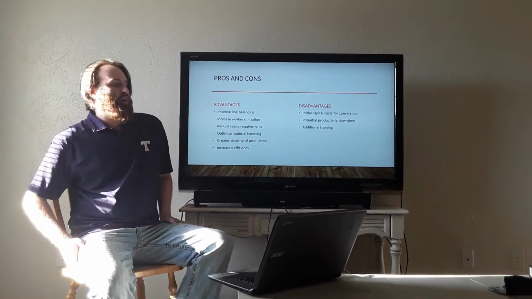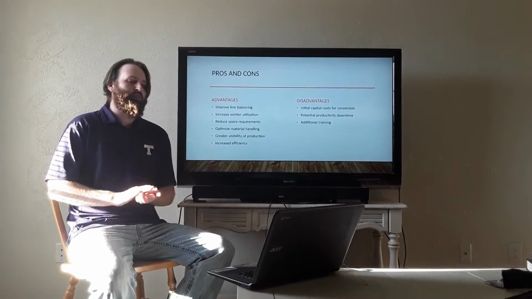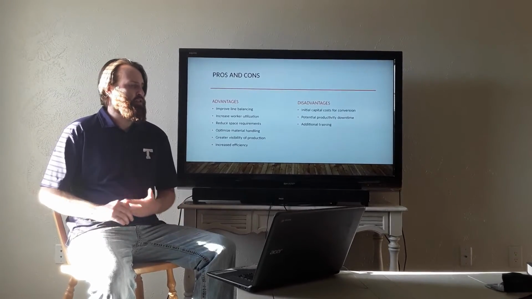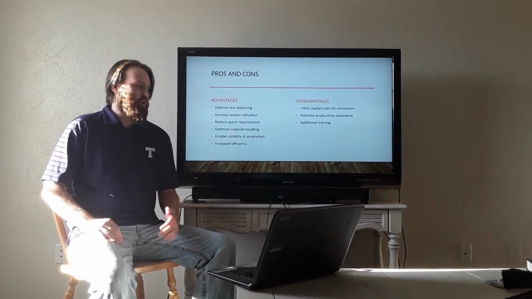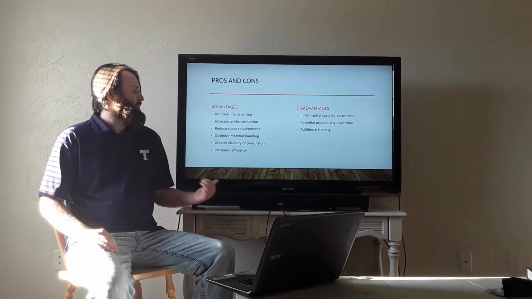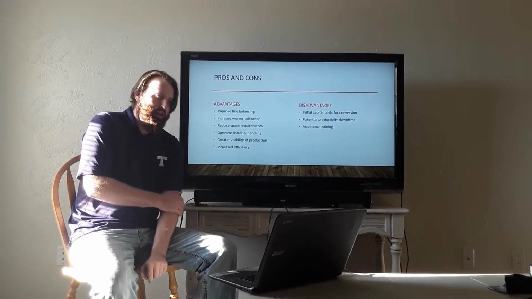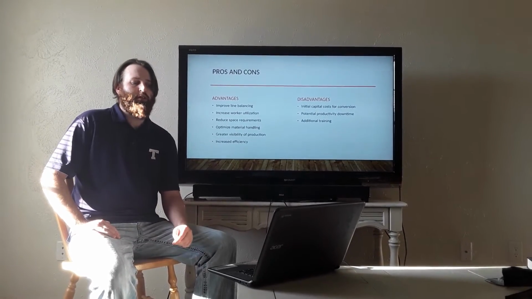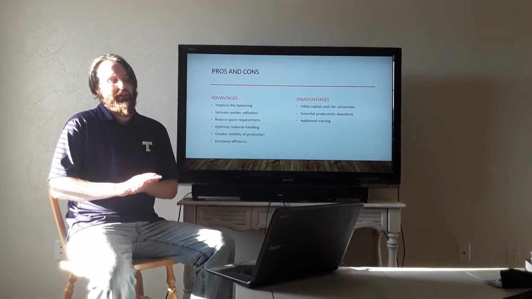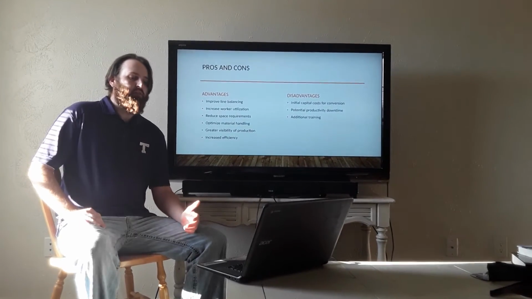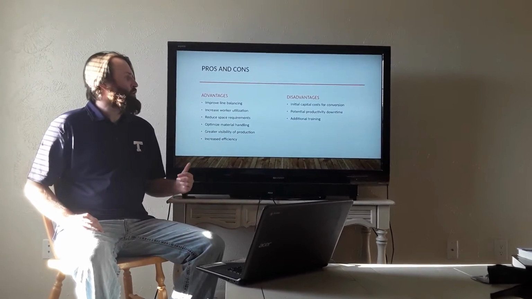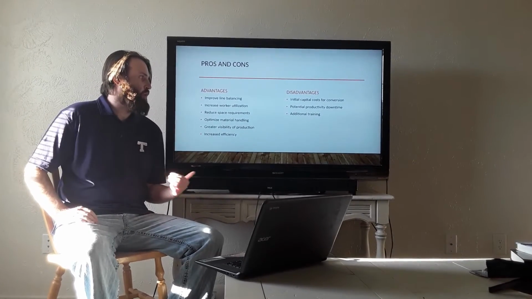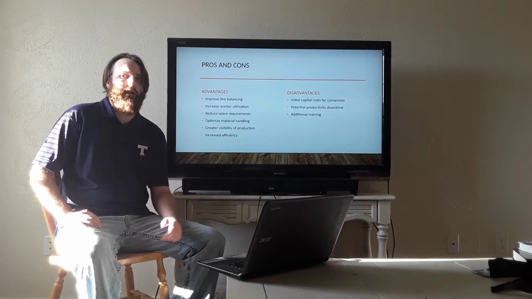So for the pros and cons, the advantages of having the U-shaped line would be that it would improve line balancing, increase worker utilization, reduce the space requirements, optimize material handling, create greater visibility of production, and increase the efficiency. Some of the disadvantages are initial capital costs for converting, potential productivity downtime, and additional training.